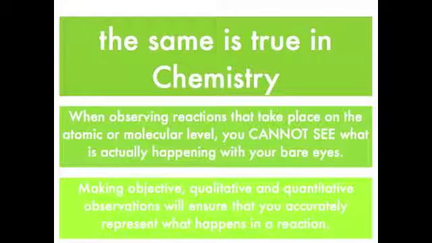The same is true in chemistry. When observing reactions that take place on the atomic or molecular level, you cannot see what is actually happening with your bare eyes. Making objective, qualitative, and quantitative observations will ensure that you accurately represent what happens in a reaction. Do not guess what you think is happening. Instead, tell us exactly what you see.